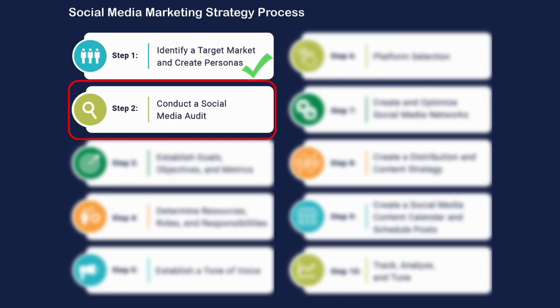All right, that was step 2, conducting a social media audit. Super important step that is done in the real world all the time. We could spend hours and days talking about this step alone, but we'll keep moving on. In the next video, we'll talk about step 3, which is establishing goals, objectives, and metrics.